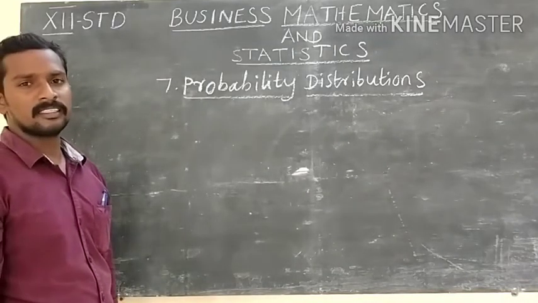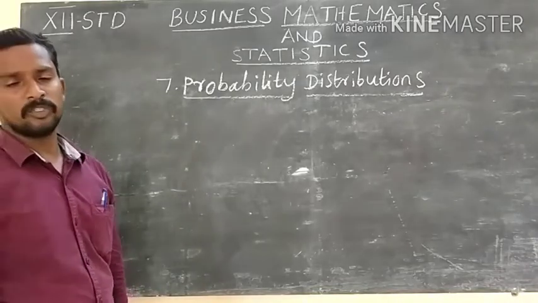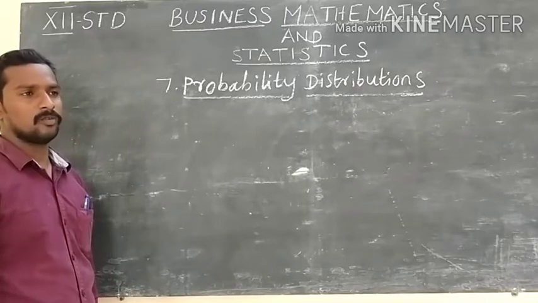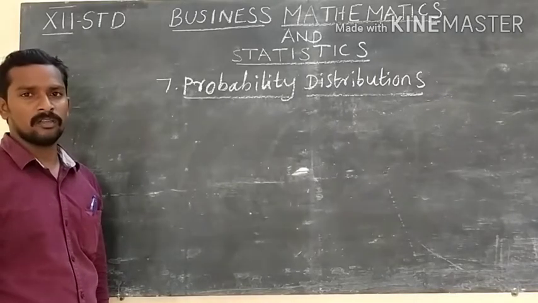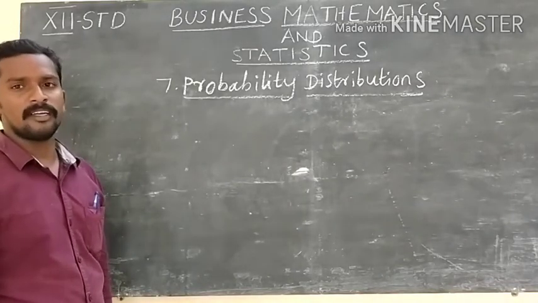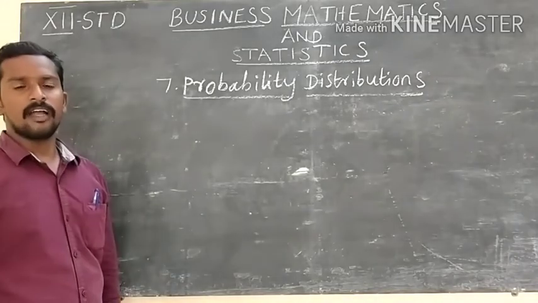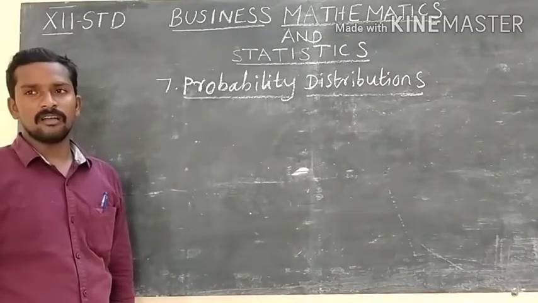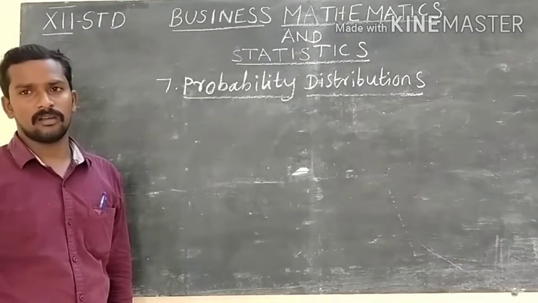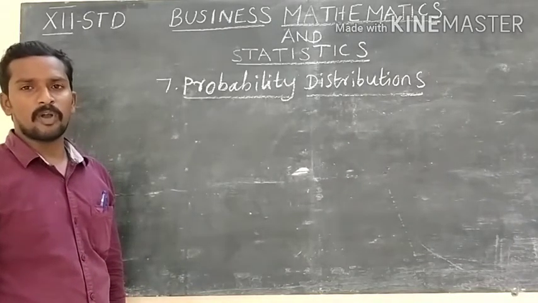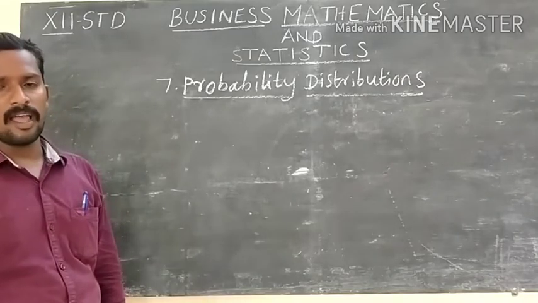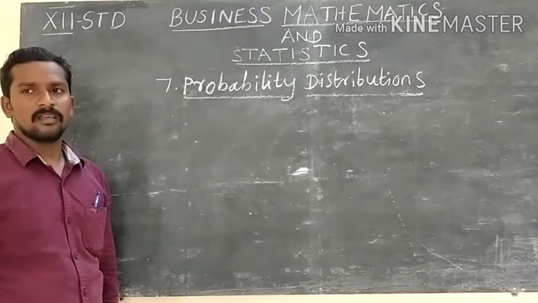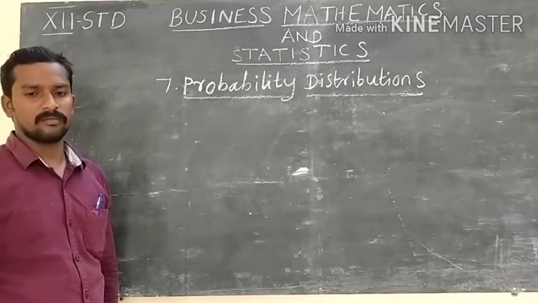You have two types of probability distribution: discrete probability distribution and continuous probability distribution. The Poisson and binomial distributions are discrete probability distributions, and the normal distribution is a continuous distribution.